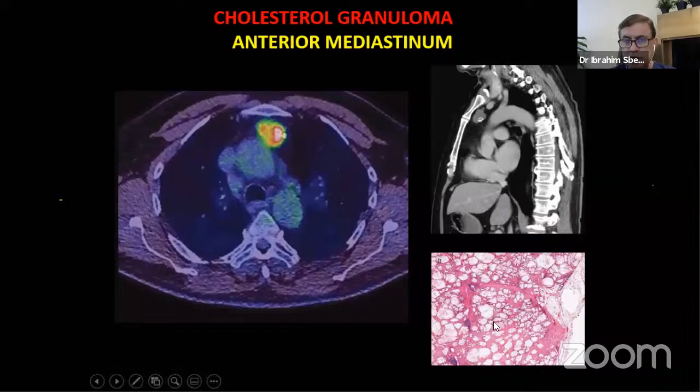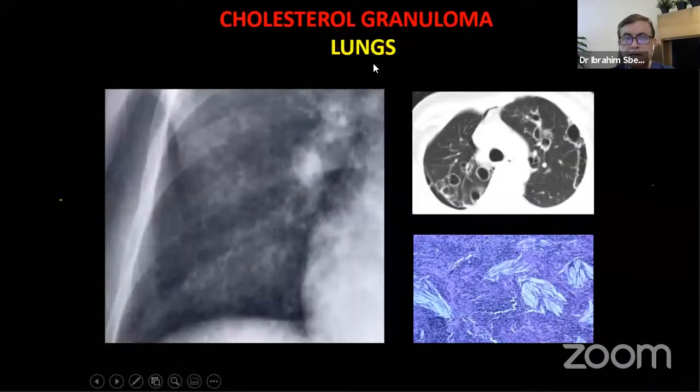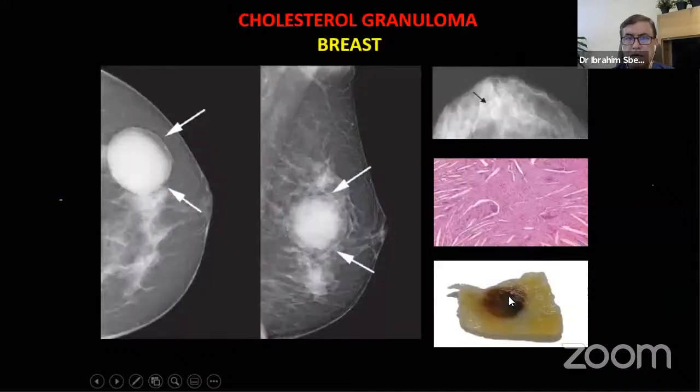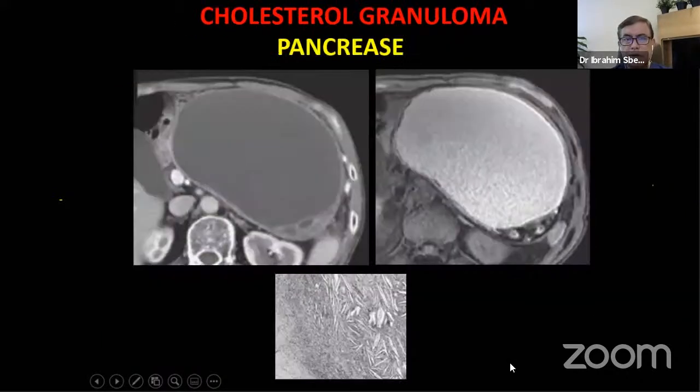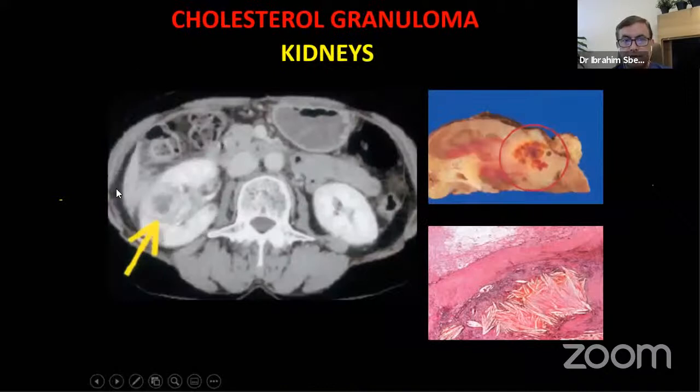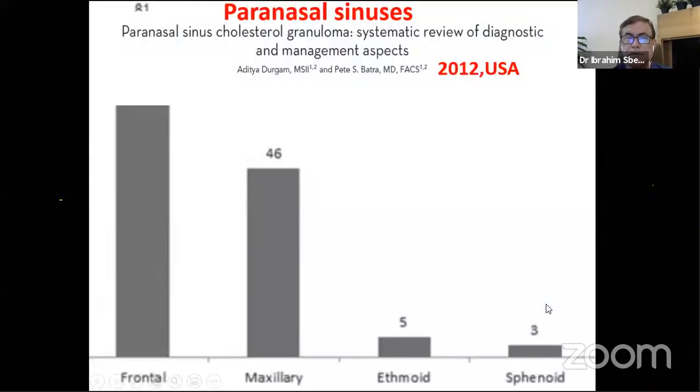The histology. Lungs. Breast. Abdominal wall through the laparoscope. Pancreas. Huge cyst. Granuloma. Kidneys. Again, histology to prove it.